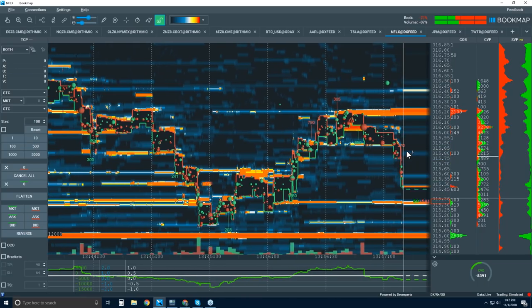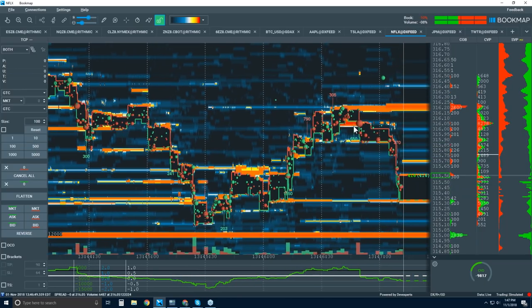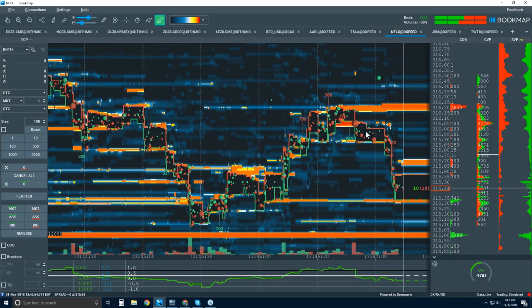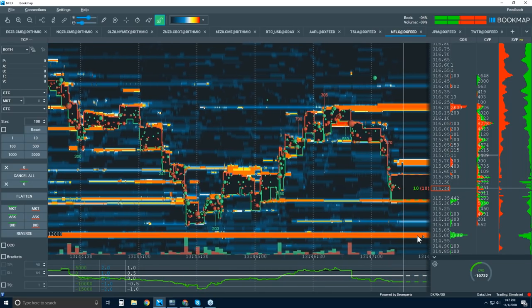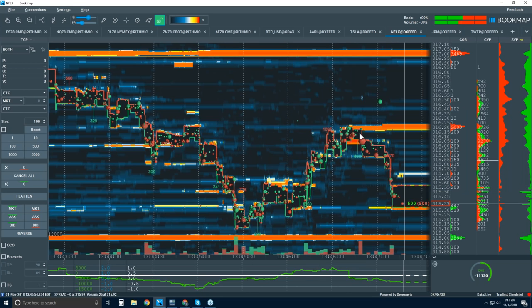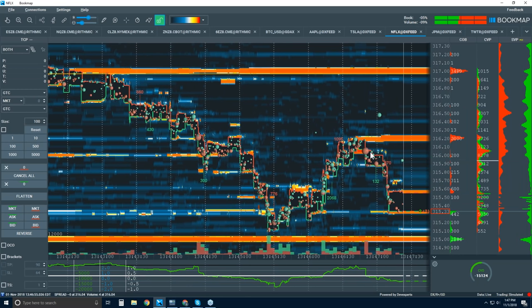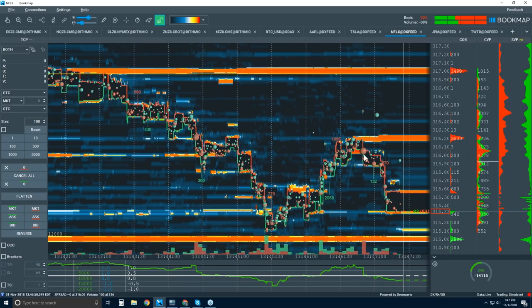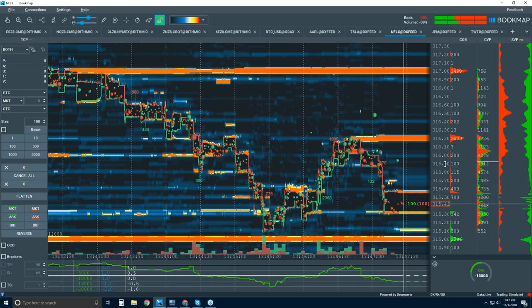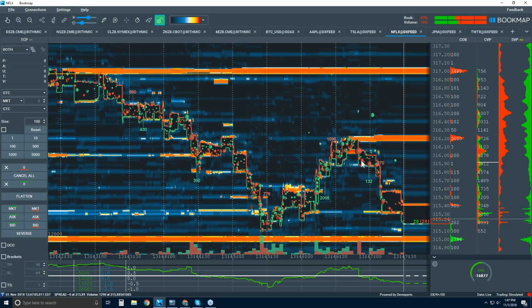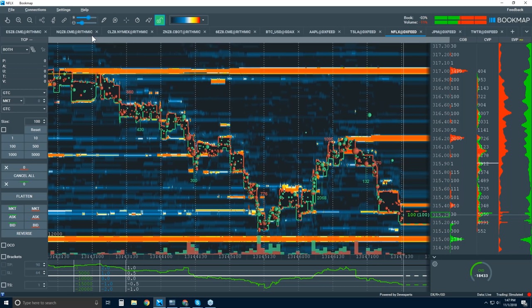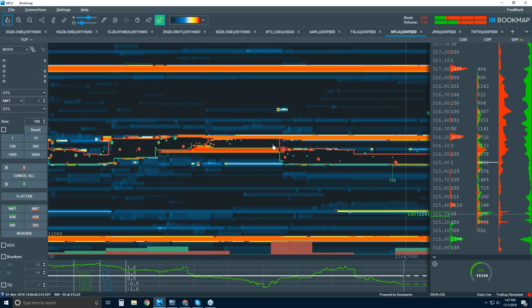Okay, it's too late. I wanted to get in here with this selling, and then I'm looking for 315 to trade. Okay, so anyway, sellers, and why did I think that? This is where 315.90 is where I'd love to be in right here. Why? Because we can go over it right here.